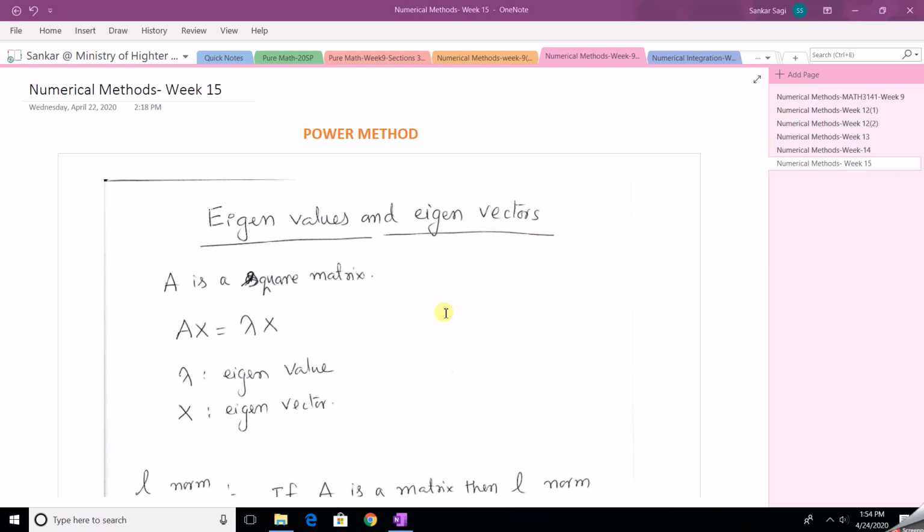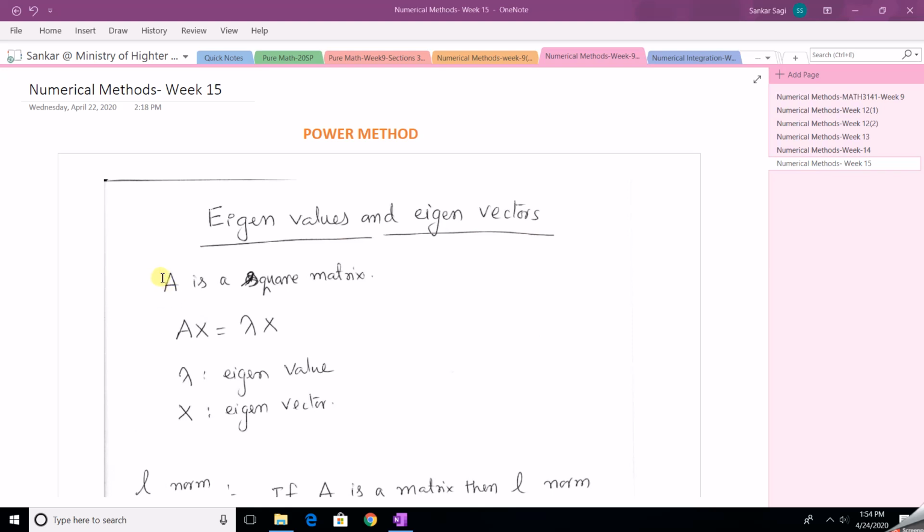Now we are going to learn about a numerical method to find the eigenvalue of a given matrix, and that eigenvalue is of highest magnitude, that is in absolute value, that is the highest value. So we want to find the eigenvalue of a matrix of highest magnitude and the corresponding eigenvector.